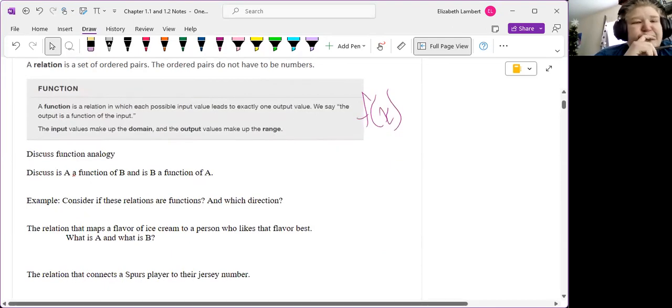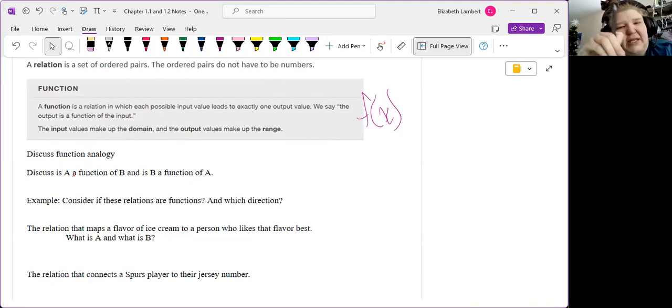Any of the values that are inputs make up the domain. Any of the values that are outputs make up the range. For a lot of our mathematical functions, these end up being all real numbers, maybe with some restrictions, maybe just the positives. It depends on the function.